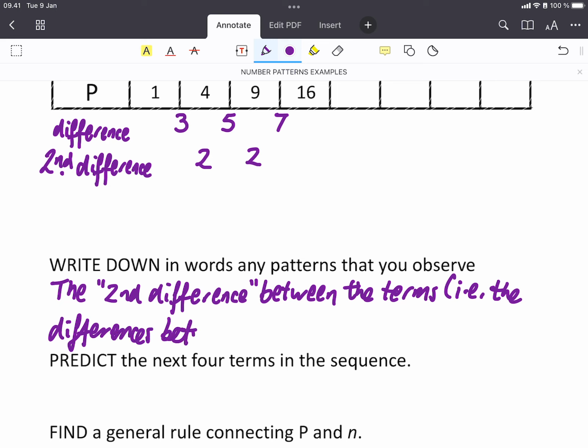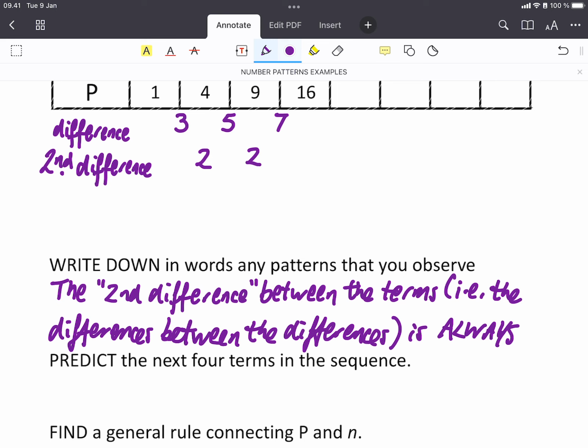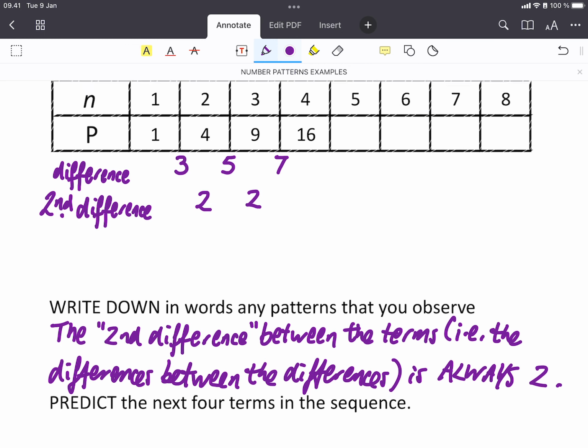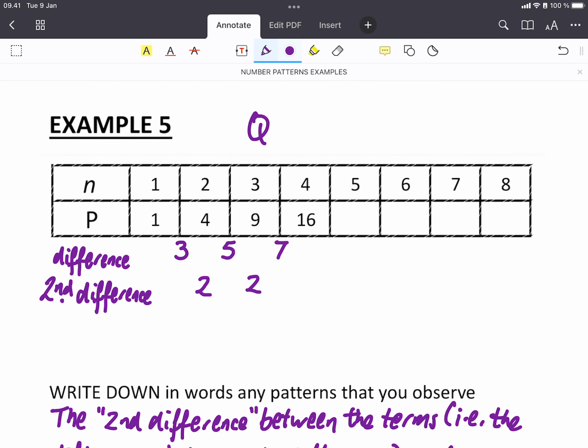Differences between the differences is always 2. Now, it's a fact that if the second difference of a sequence is constant like that, then the rule for it can be written as a quadratic. So these are all going to be about quadratic rules.